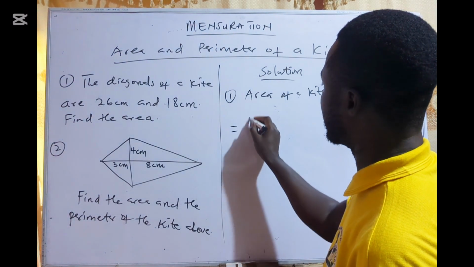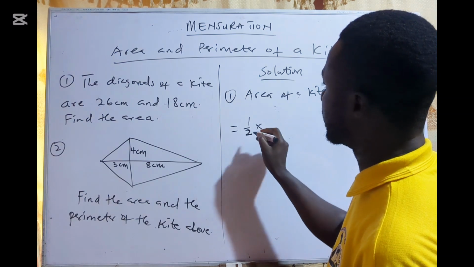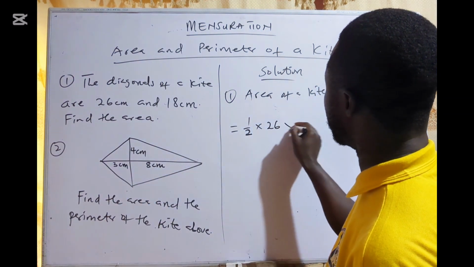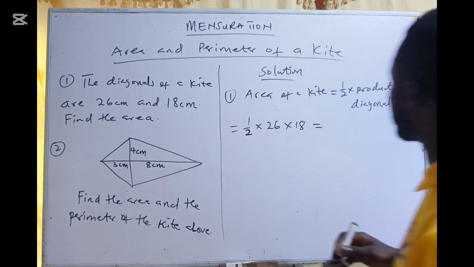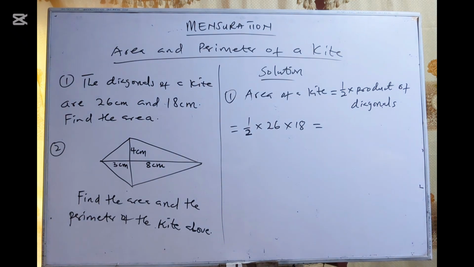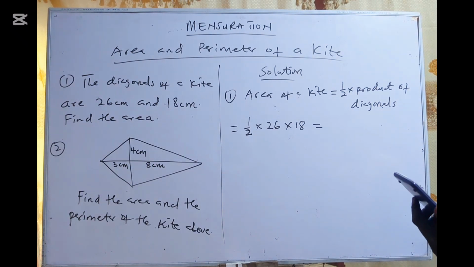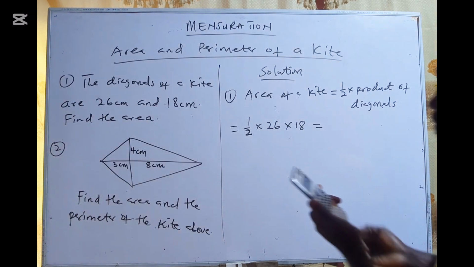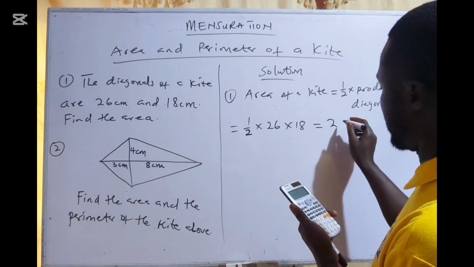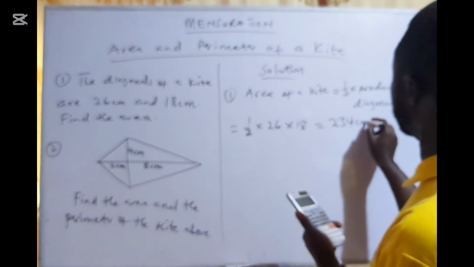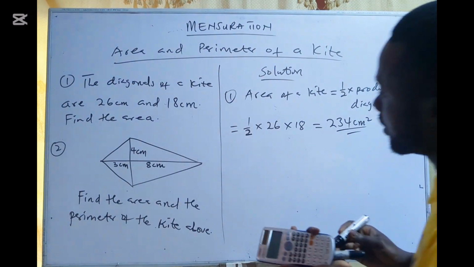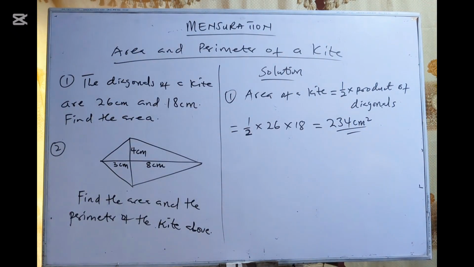So half times the diagonals, 26 by 18, then we get our answer. So half times 26 times 18 will give us 234 centimeters squared. So that is the area of the kite. Number one is so simple.